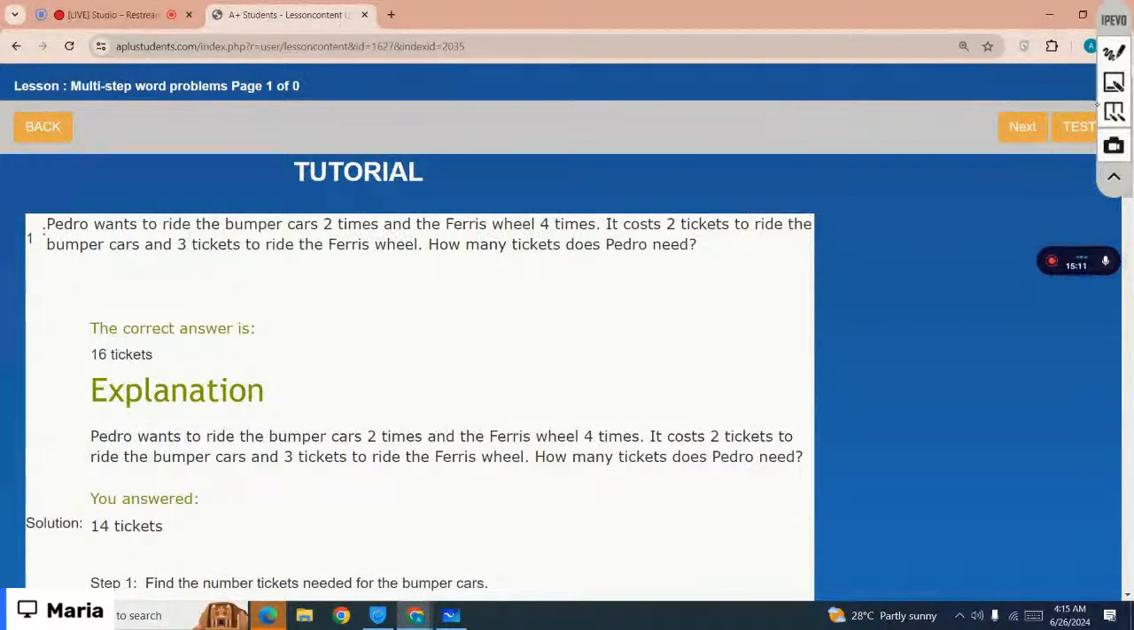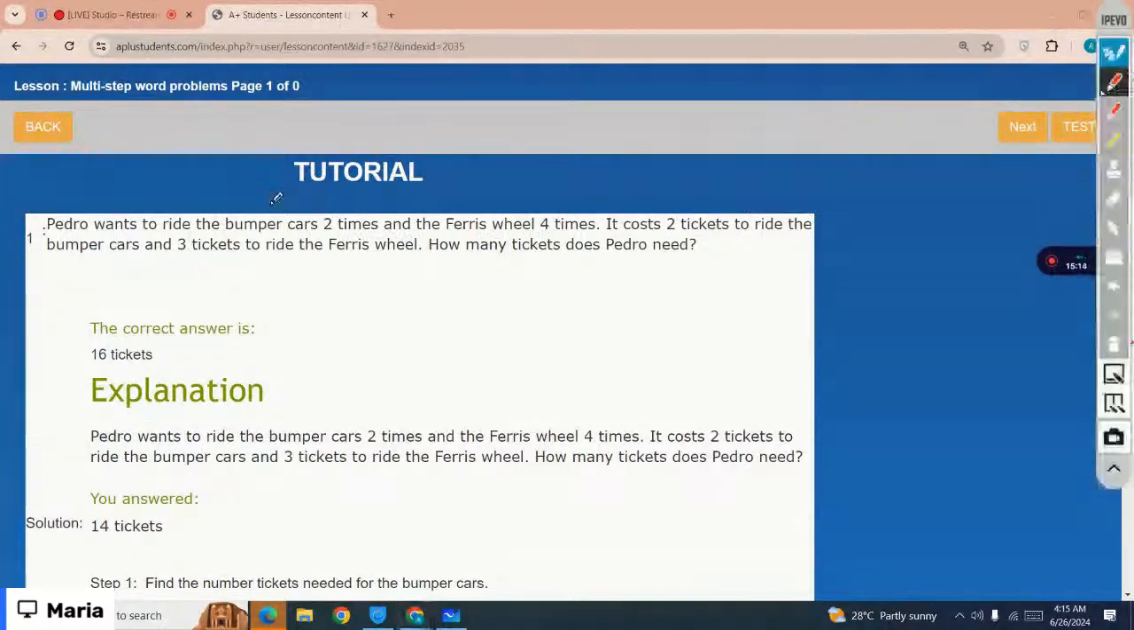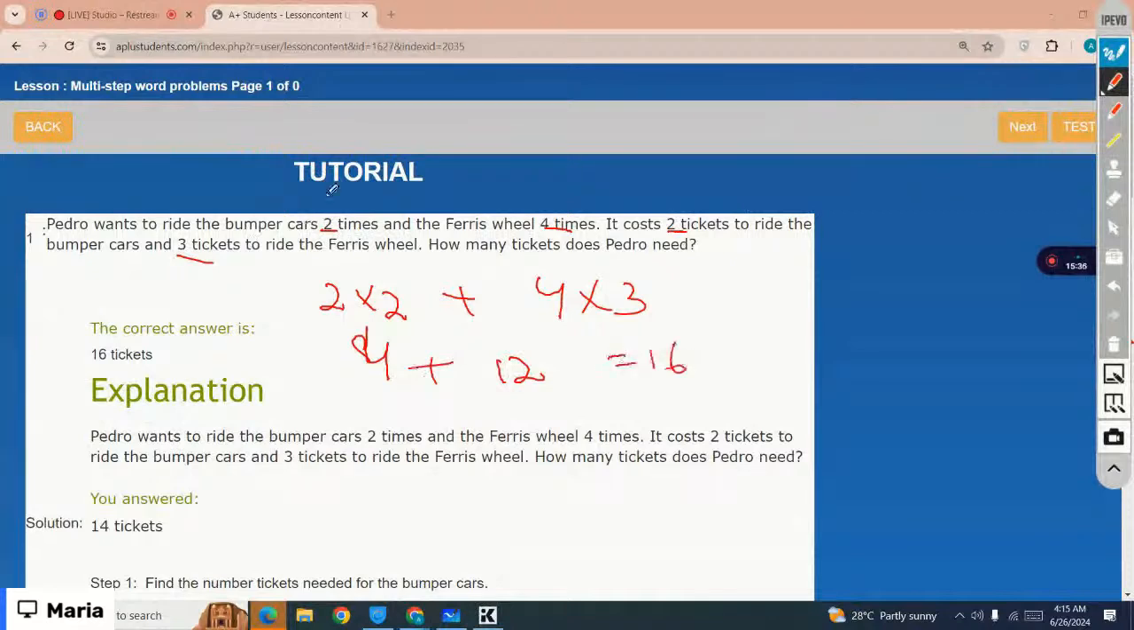You need to find the total tickets he wants, right? He wants to do the bumper ride 2 times, and the bumper ticket costs 2 tickets, so that means 2 times 2. And he wants to do the Ferris wheel 4 times and the Ferris wheel ticket costs 3 tickets. So 2 times 2 is 4 and 4 times 3 is 12. That means the total tickets he has is 16 tickets. He must buy 16 tickets to do 2 times the bumper car and 4 times the Ferris wheel. Got it? The correct option is 16.